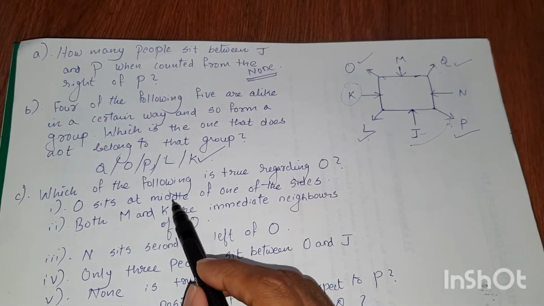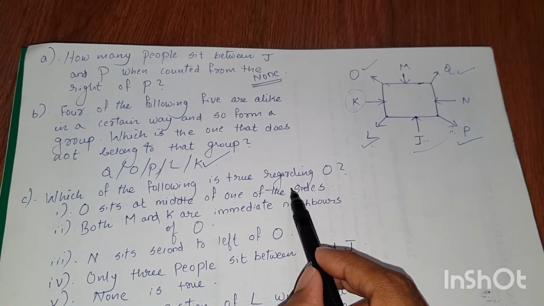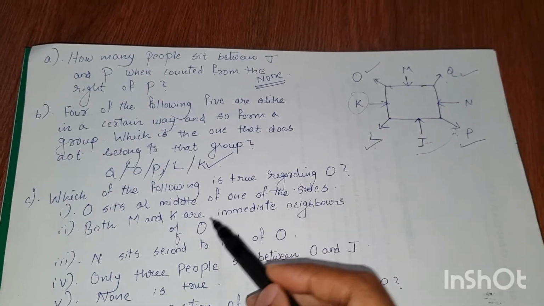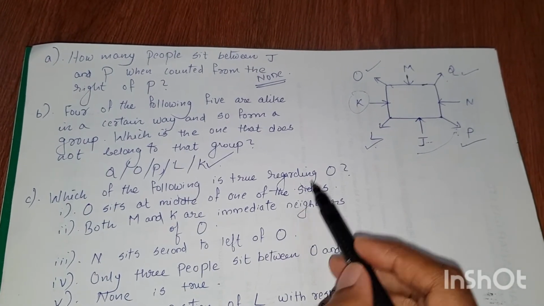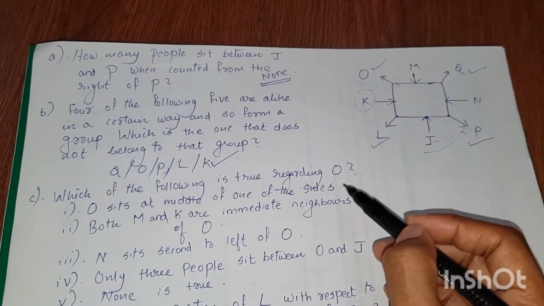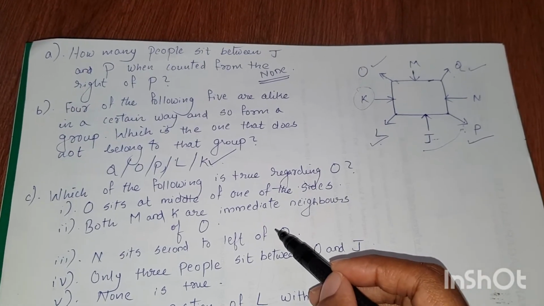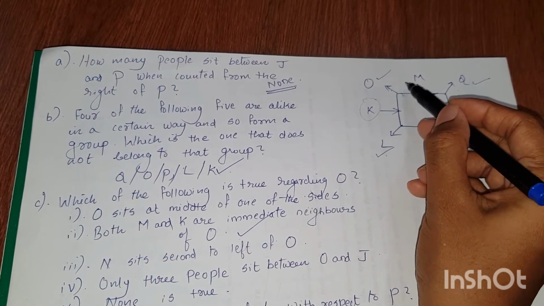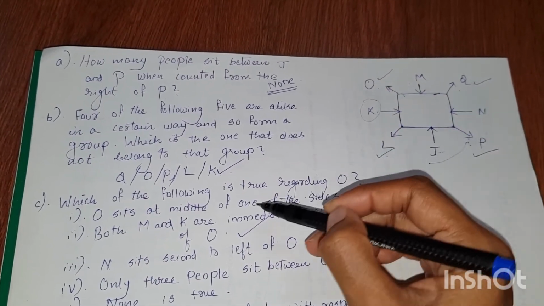Now third question, which of the following is true regarding O? O is here. So regarding O, which is the statement that is true? O sits at middle of one of the sides. No, O is sitting at the corner. So the first statement is not correct. Second, both M and K are immediate neighbors of O. Yes, it is true. So the answer is 2.